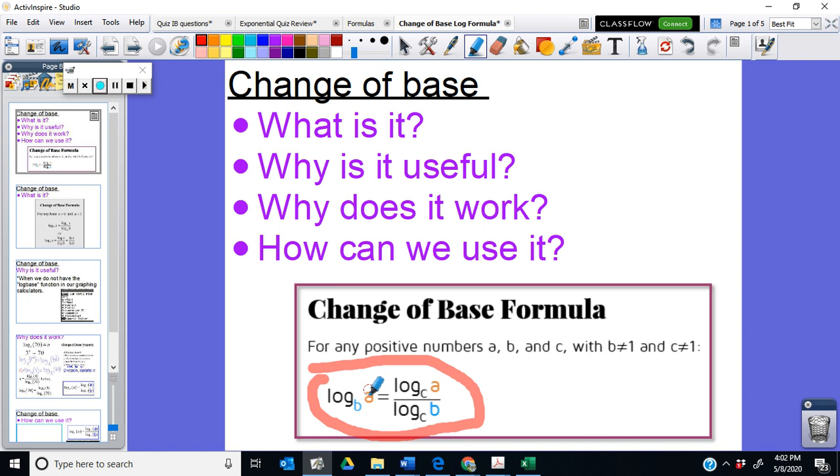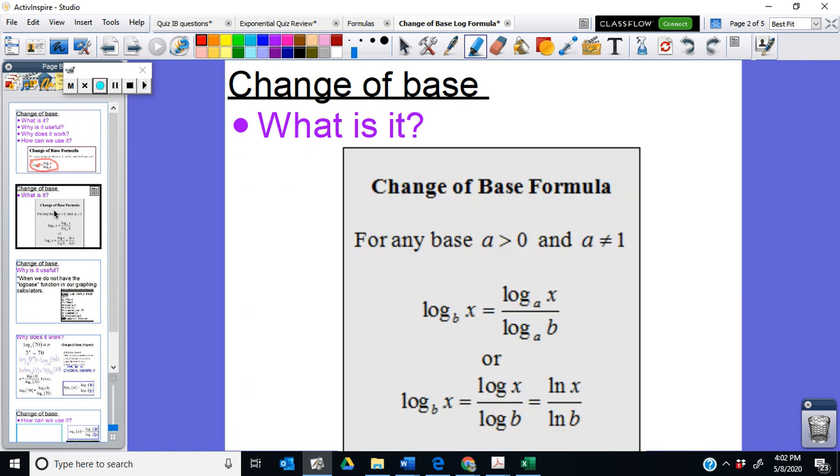Notice how the A and the B are represented as a fraction. Here is another way to look at it, and it does not always have to be using logs. It could also use natural logs.